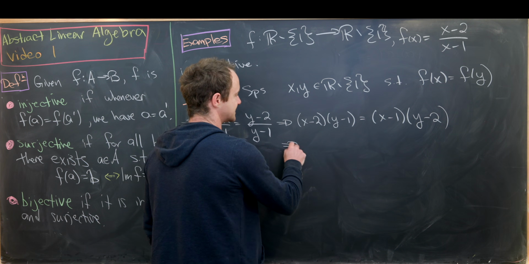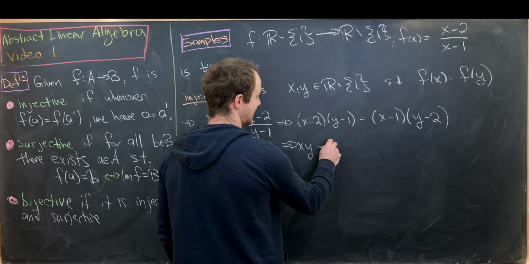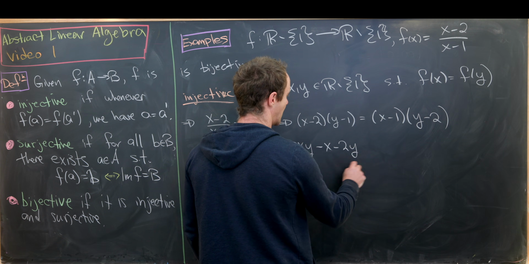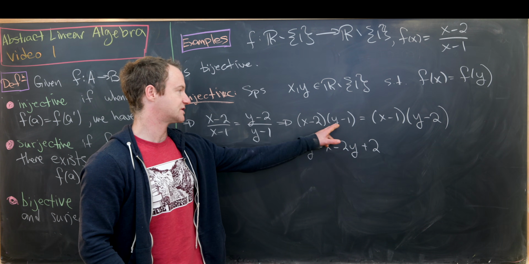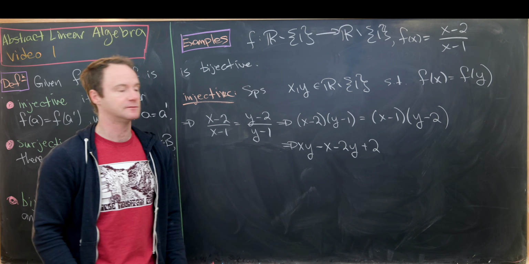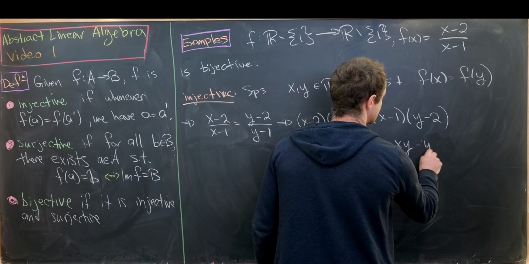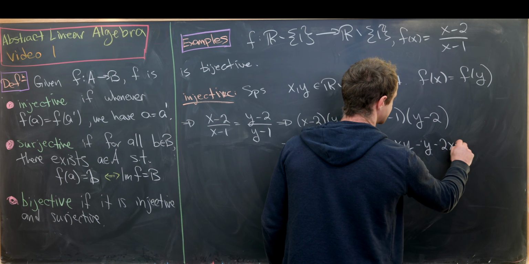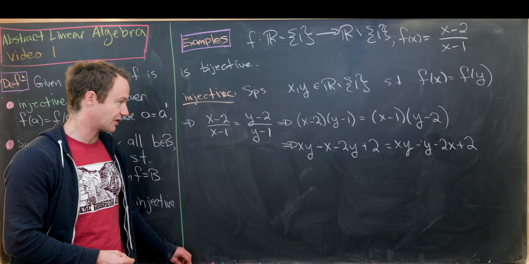Now we can FOIL this out. We'll get x times y minus x minus 2y plus 2. So that's just from minus 2y here, minus x here, -2 times -1 is plus 2. And then over here, we'll have x times y minus 2x plus 2.